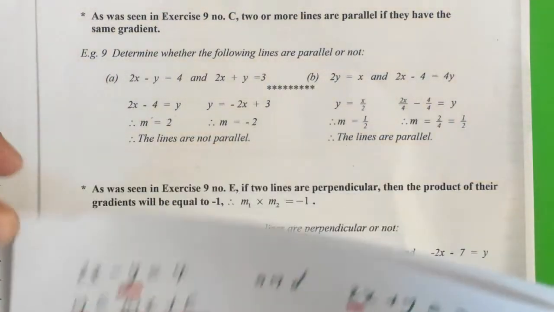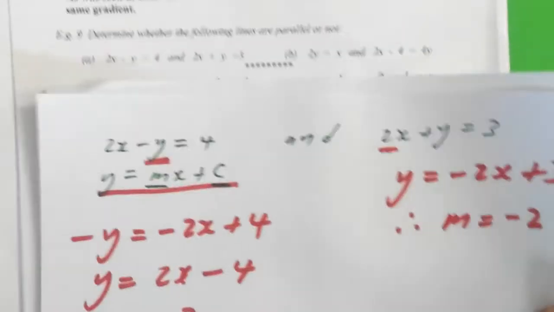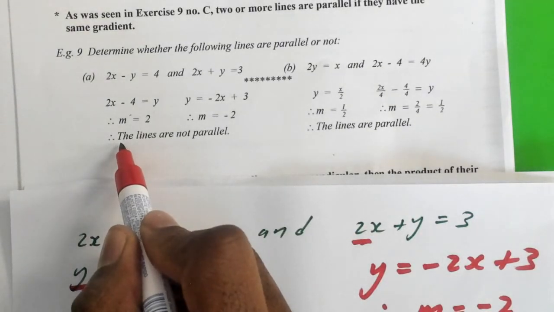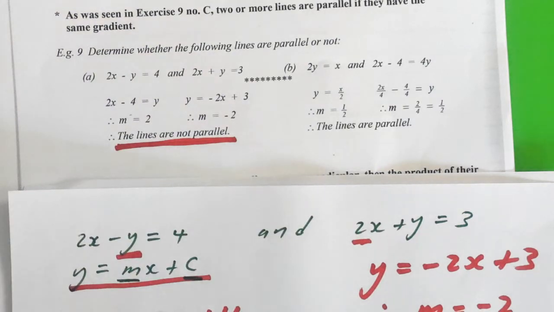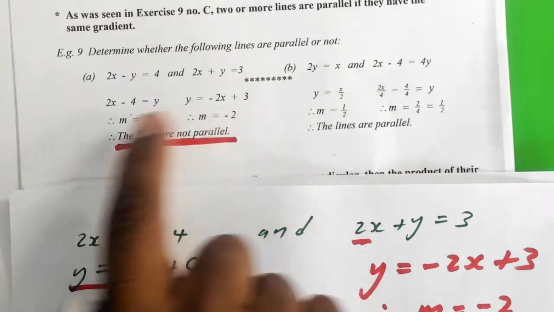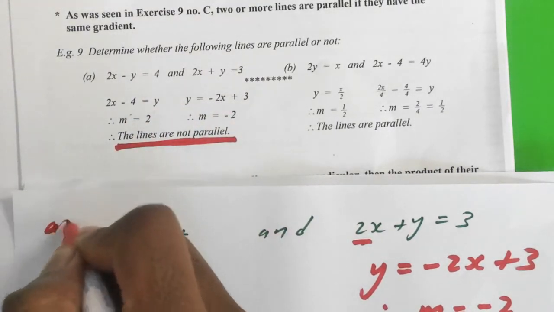Then remember to answer your questions. What is our conclusion? Your conclusion is, look at that, the lines are not parallel. Why are they not parallel? They don't have exactly the same gradient, guys. Okay, beautiful. That's example A.